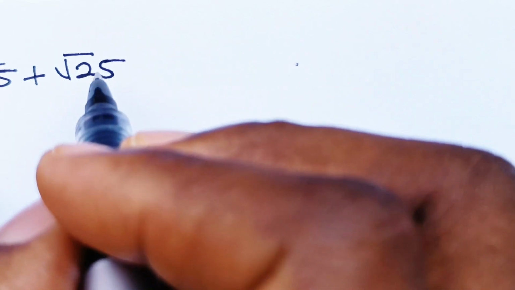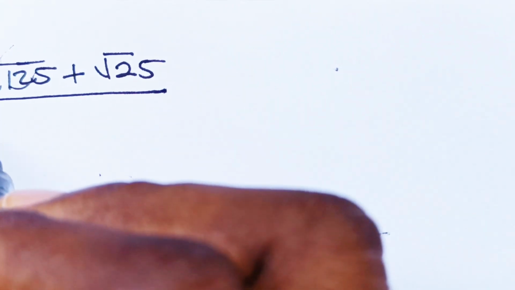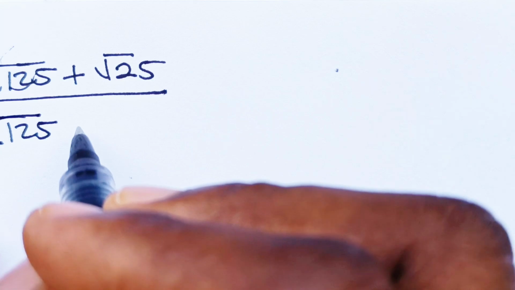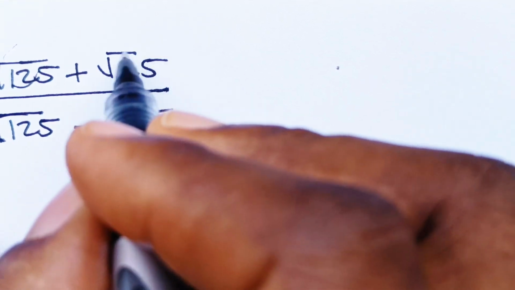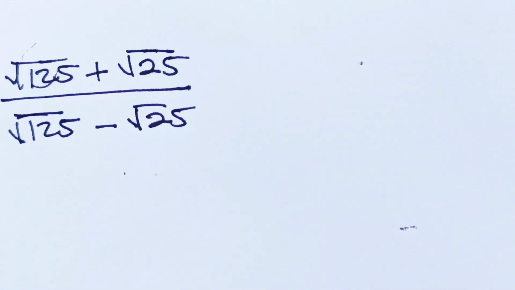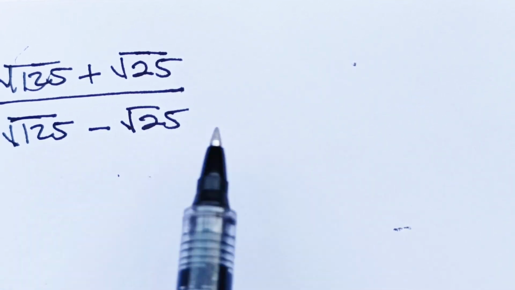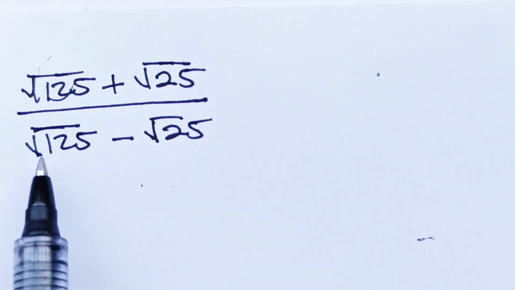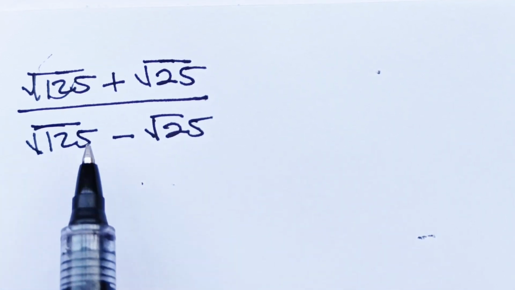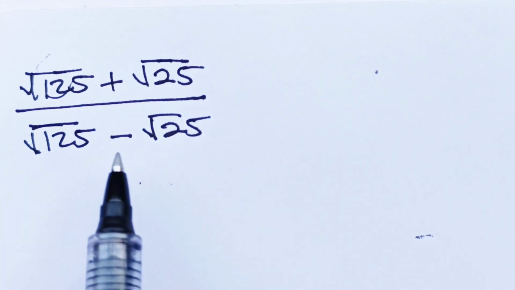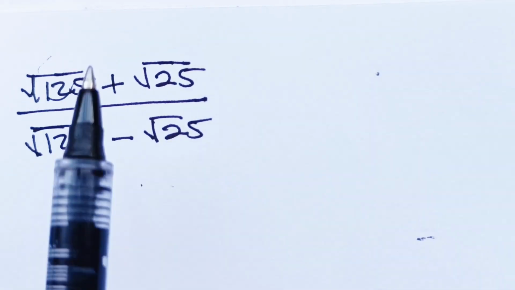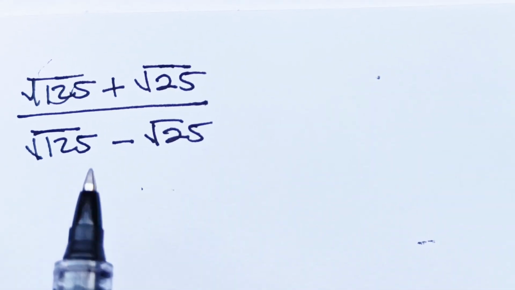Okay, now the question says square root of 125 plus square root of 25, divided by square root of 125 minus square root of 25. So at this juncture, for this one, we are going to rationalize the denominator straight. What do I mean? The conjugate of this denominator is root 125 plus root 25. So we are going to use it to multiply both our numerator and our denominator at the same time.